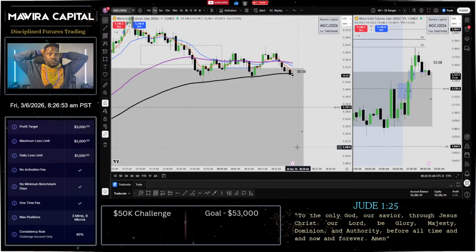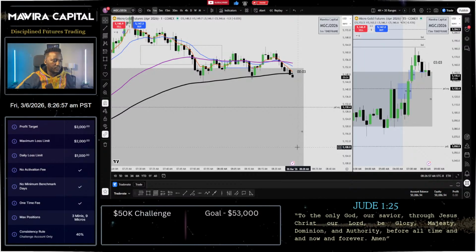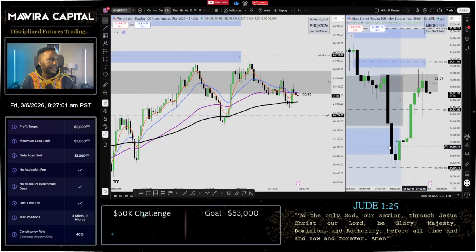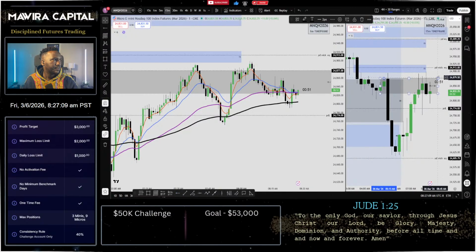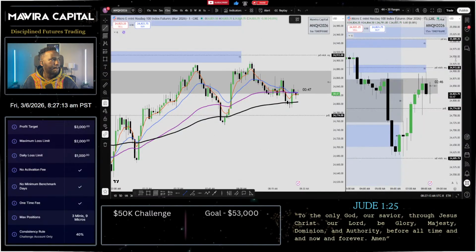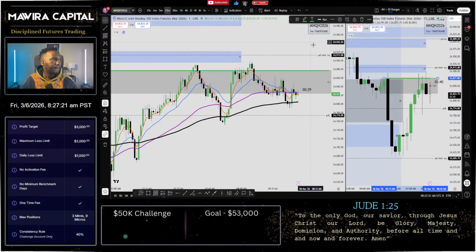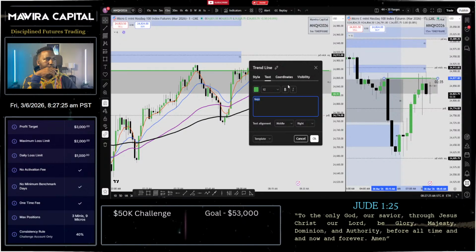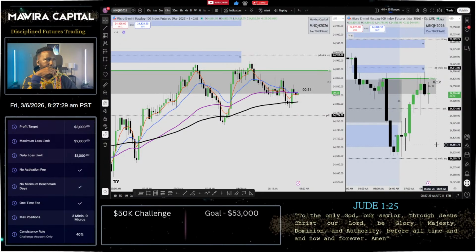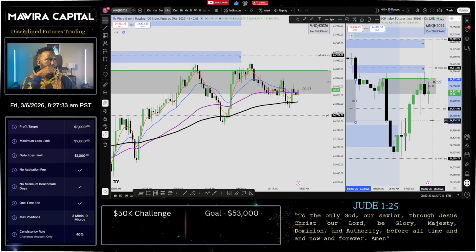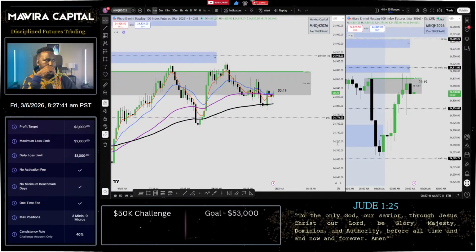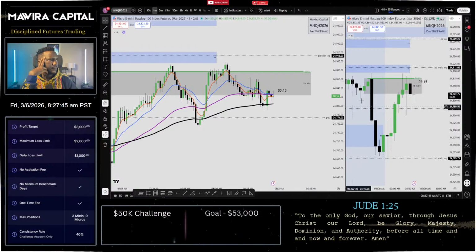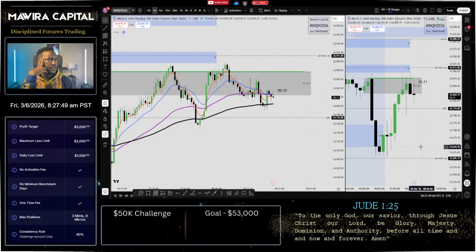8:26. Me not getting nothing. Eyes above the line there. 15-minute closure, then we can start looking for buys on Nasdaq.